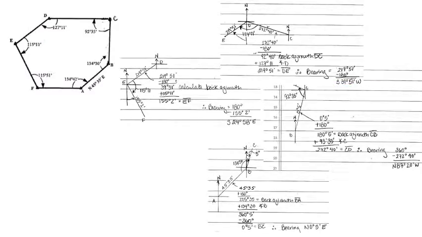Now we're going to E. So we need the back azimuth from E to D. We know that the azimuth from D to E is 219. Since 219 is greater than 180, we're going to subtract and get our back azimuth of 39, so this is 39 degrees and 51 minutes. Once we do that, we're going to add our angle, and we're going to get a new azimuth.